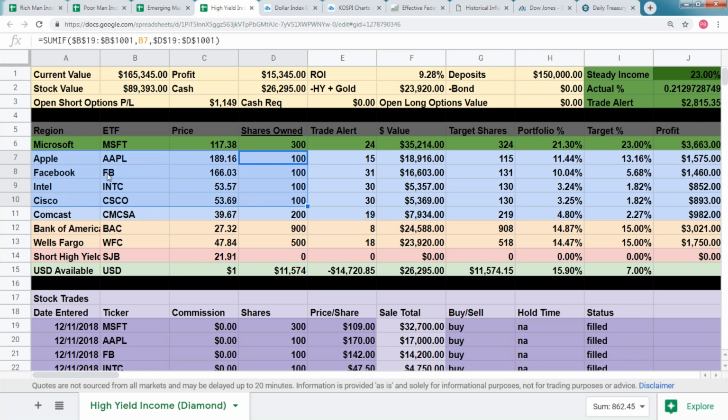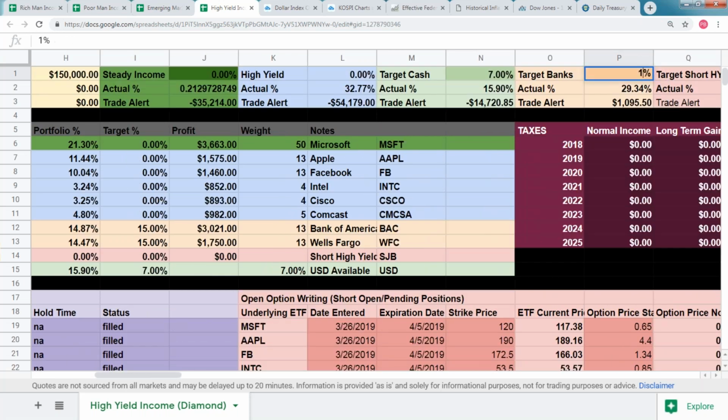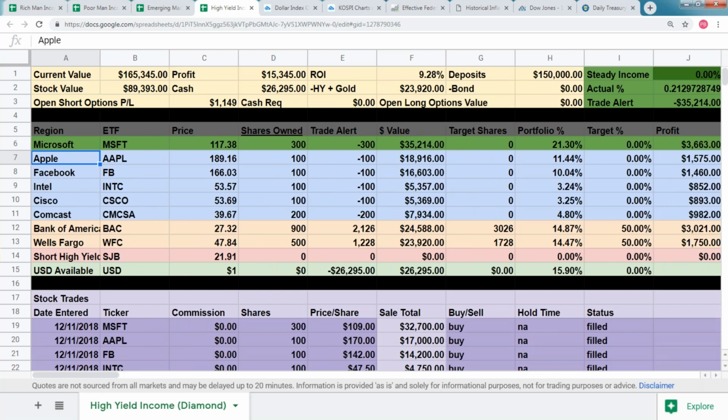So if you did want to follow this program with less than 150,000, you can turn off certain areas of the spreadsheet. So you might say, well, I'm going to start off with just the banks. And you can see the software is now going to tell you you need to sell all these other shares, which you wouldn't have already purchased. And it's going to put all your money into the banks.